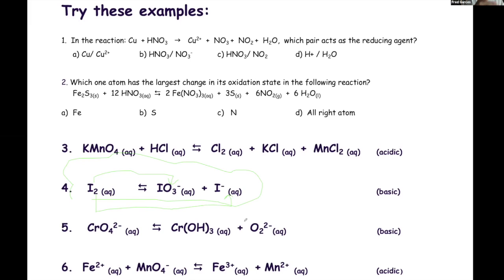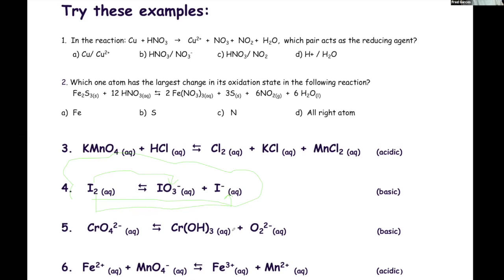I2 going to IO3 minus, that's one of your half reactions. I2 going to I minus. So if you don't have enough of the chemicals, remember that those chemicals are not restricted to just doing an oxidation or just doing a reduction. Some of it might undergo oxidation, some of it might undergo reduction. So that's your 2 half reactions for this case.